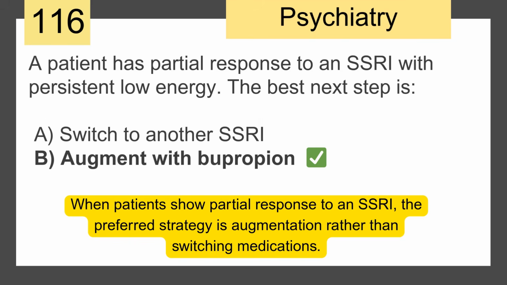Question 116. A patient has partial response to an SSRI with persistently low energy. The best next step is augment with bupropion, Wellbutrin. And that's because when patients show a partial response to an SSRI, the preferred strategy is augmentation rather than switching medications.